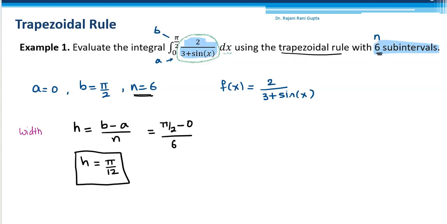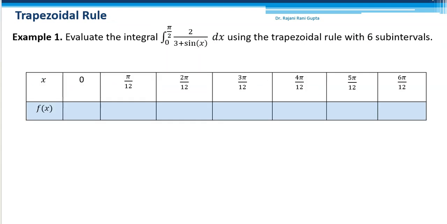So let's work on it. We will put it in the form of a table. We get 0, pi by 12, 2 pi by 12, 3 pi by 12, and so on. We reach 6 pi by 12. How do we know where we have to stop? If you see this value, 6 pi by 12, and calculate, this is pi by 2. So you always start from the lower limit, 0, and you stop at pi by 2, the upper limit.